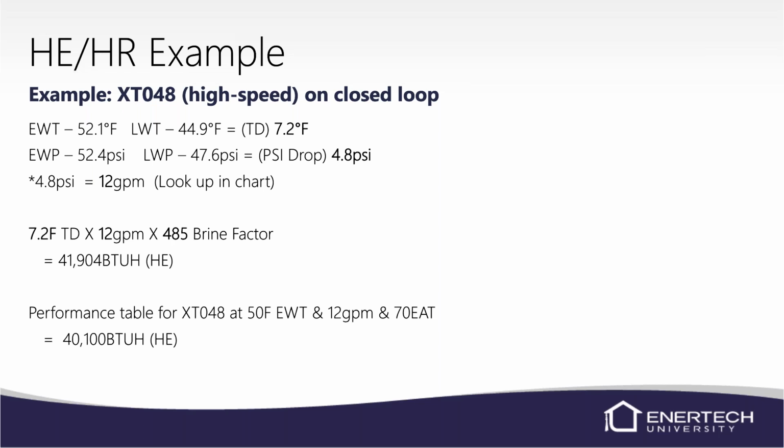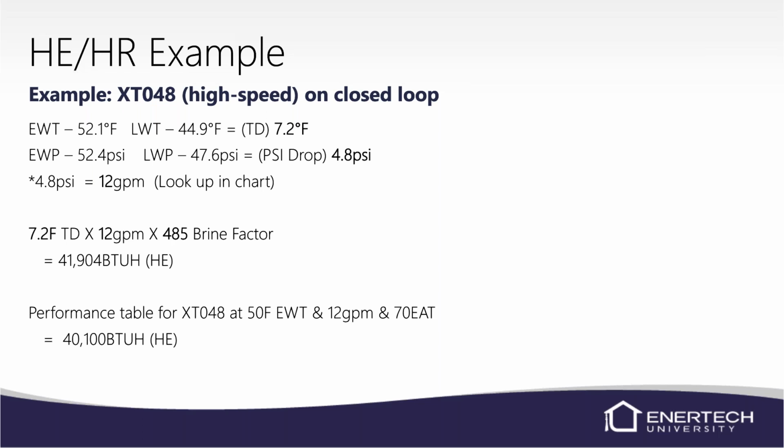So as long as we know our GPM, we know our temperature difference, and we know whether it has antifreeze or not, then it's just doing the math equation. You can pull out your calculator on your phone and multiply 7.2 times 12 times 485. This is the closed loop system. That tells us we're extracting 41,904 BTUs. That's just a number until we look in the manual.